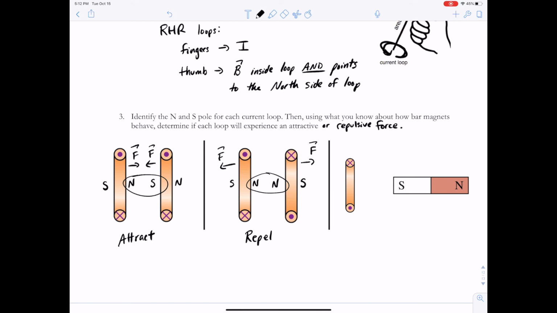And in the last example at the right, again, curling my fingers into the page at the top part of the loop, out of the page at the bottom, my thumb is pointing to the left, so the left is our north side of the loop, the right is the south. We have two south poles near each other, so these objects will repel as well.